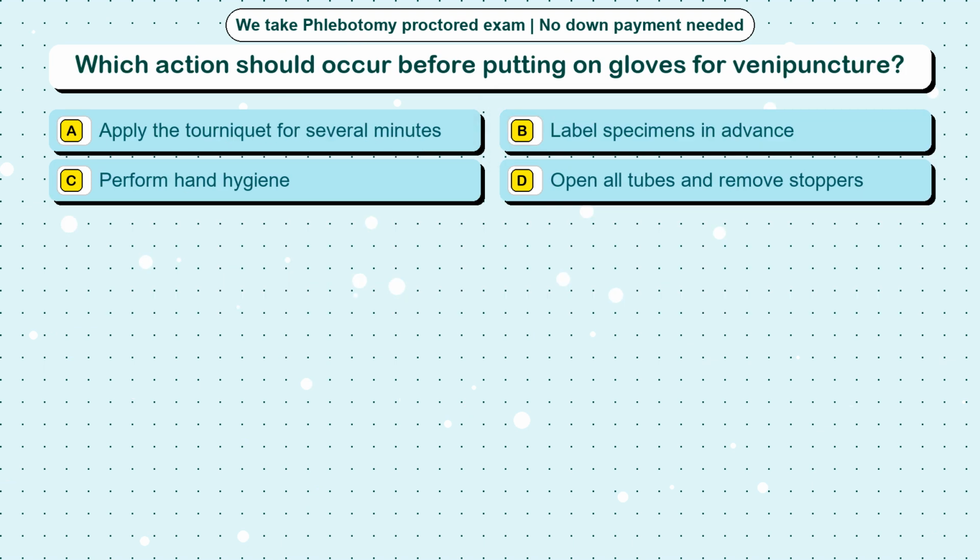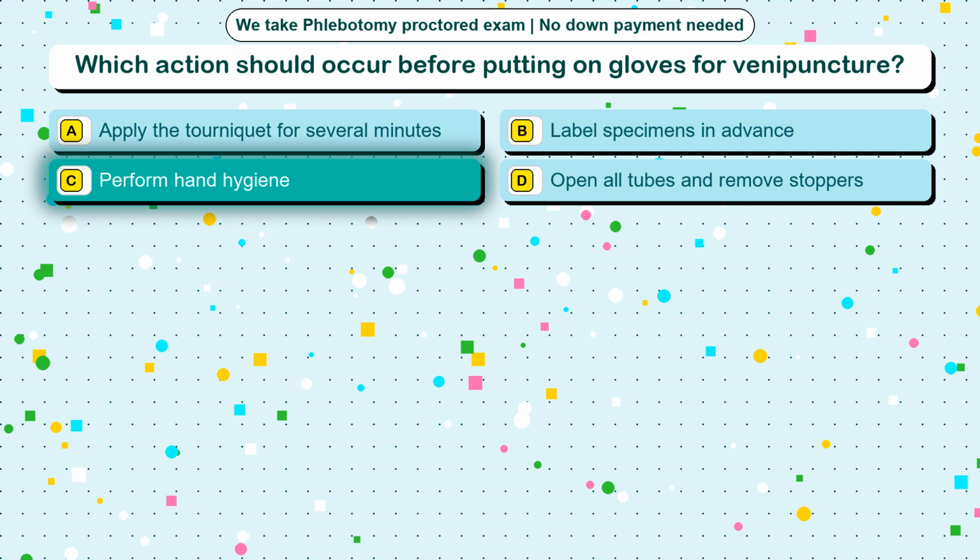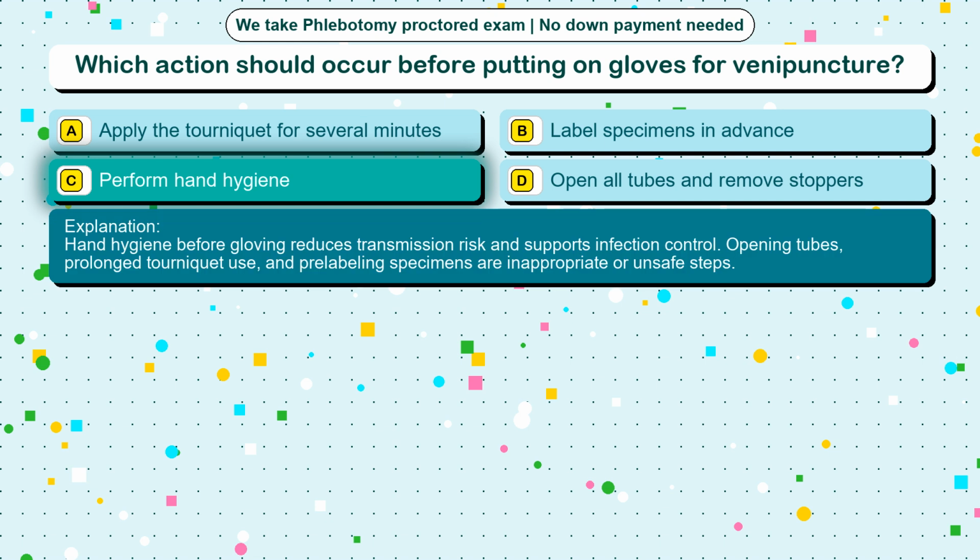Question 31. Which action should occur before putting on gloves for venipuncture? Option A. Apply the tourniquet for several minutes. Option B. Label specimens in advance. Option C. Perform hand hygiene. Option D. Open all tubes and remove stoppers. The correct answer is option C. Perform hand hygiene. Hand hygiene before gloving reduces transmission risk and supports infection control. Opening tubes, prolonged tourniquet use, and prelabeling specimens are inappropriate or unsafe steps.